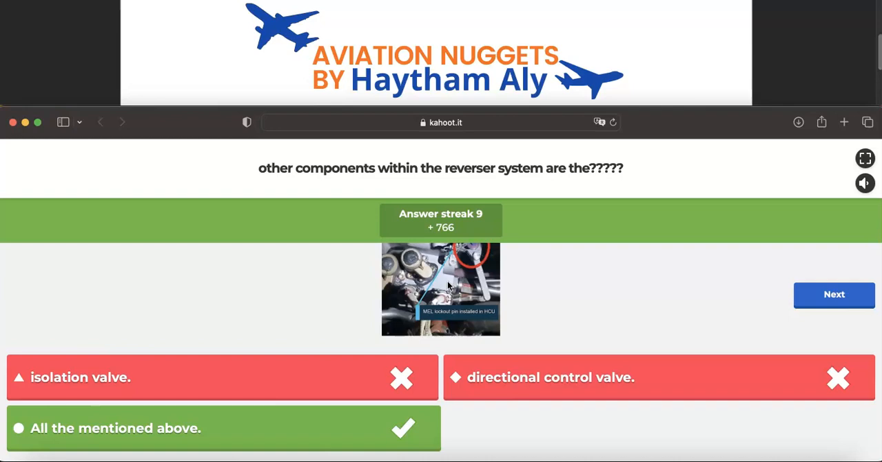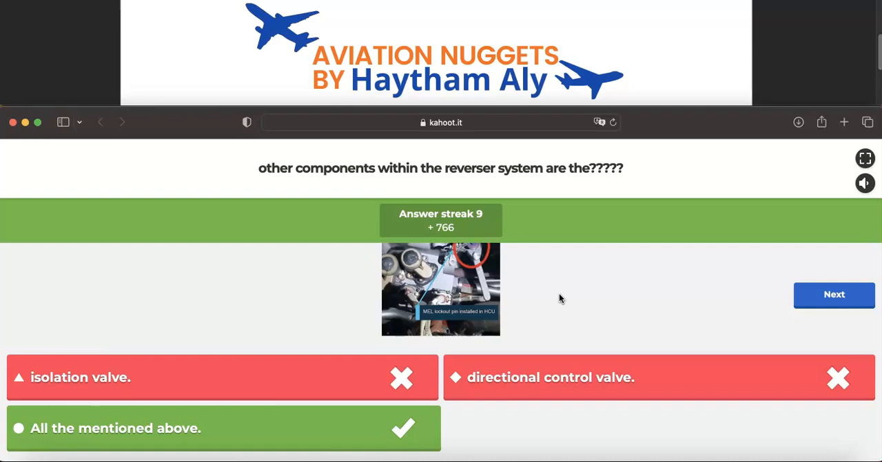And this hydraulic control unit always has an isolation valve and a directional control valve. This isolation valve and the directional control valve are always solenoid valves and they will be energized by the engine computer.